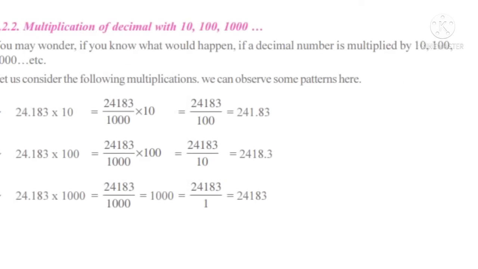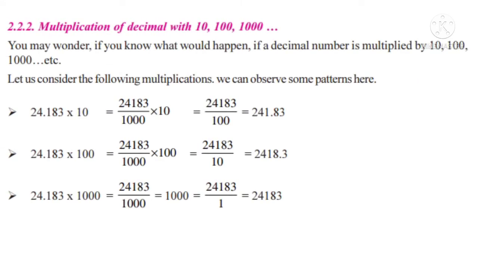145.79. Now, multiplication of decimals with 10, 100, 1000 and so on. You may wonder what would happen if a decimal number is multiplied by 10, 100, 1000 and so on. Let us consider the following multiplications. We can observe some patterns here.